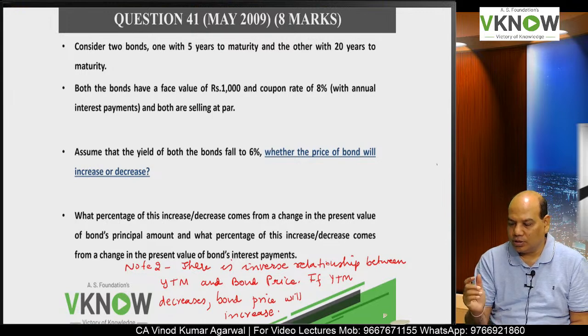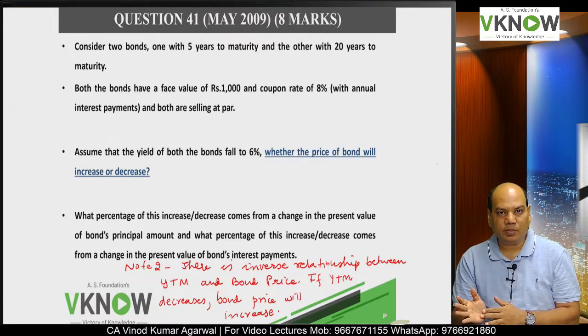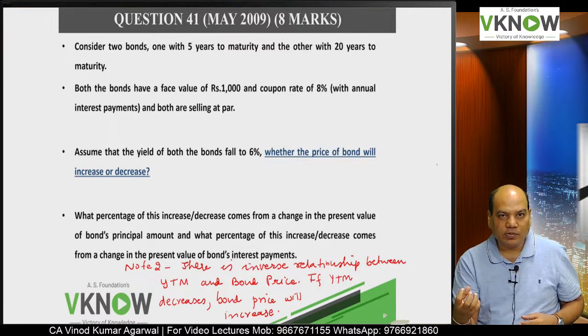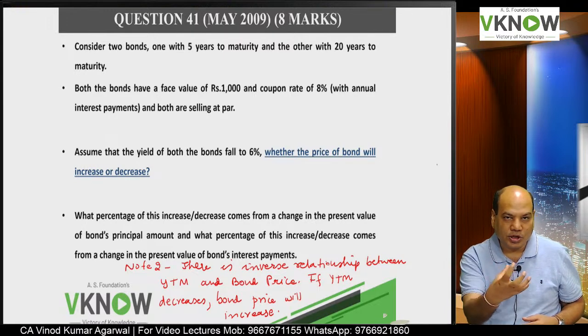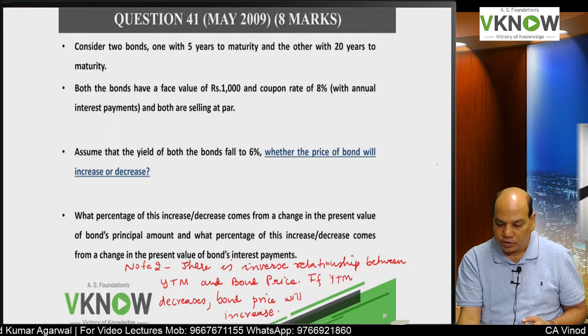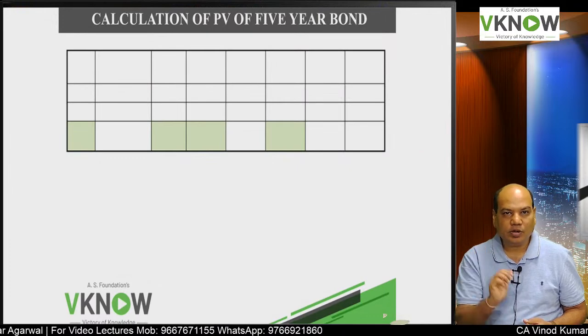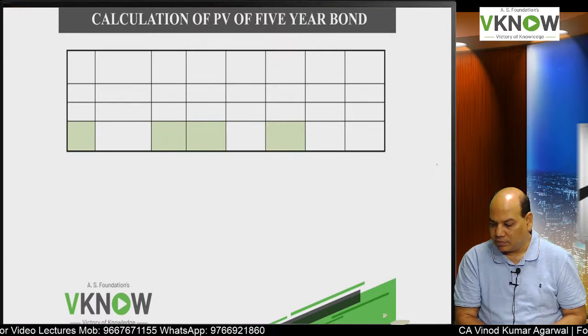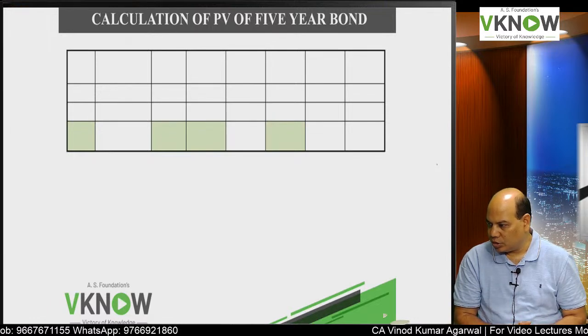Now I need to calculate what is the change in the bond price. Out of that change, how much change comes due to change in present value of coupon and how much change comes due to change in present value of the principal amount. So one by one we'll solve. First we will solve the 5-year bond. So write down, next line heading, before a table: calculation of PV of a 5-year bond.